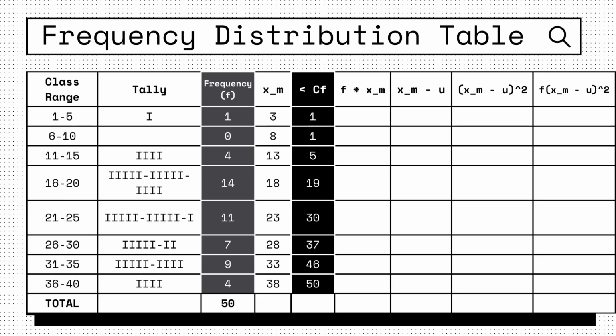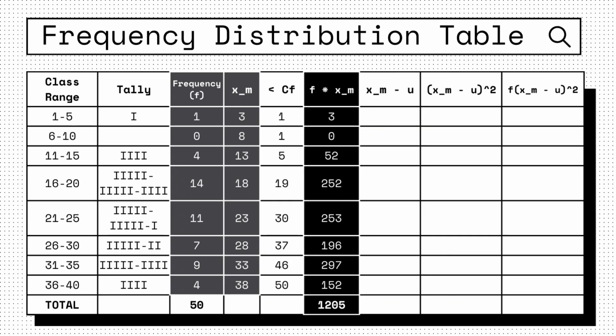Since all frequencies will already have been added to the previous total, first we have 1, then 1 again, since the next frequency is 0, then plus 4, so 5, then plus 14, 19, then plus 11, 30, then plus 7, 37, then plus 9, 46, then plus 4, 50, which is the same as n. So with this, we can affirm that our calculation is correct.